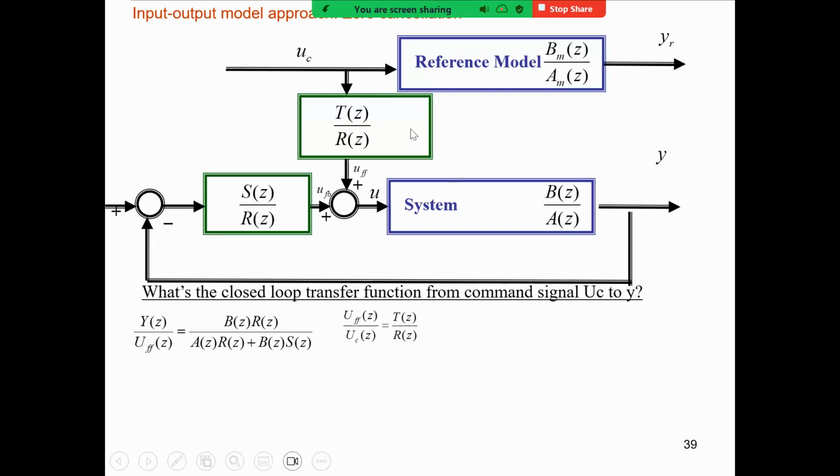From that one, we can compute the transfer function from the command signal to the output. Just multiply by T over R. This R will be cancelled out. Then we'll get TB over AR plus BS.